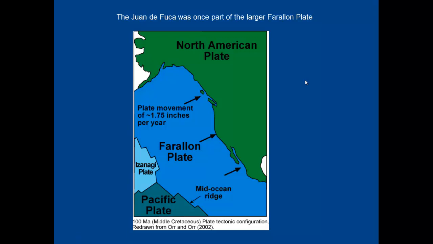Now the Juan de Fuca plate is pretty interesting because it used to be part of a larger plate. There was originally this Farallon plate that was being subducted underneath all along the western coast of North America. If we go back 100 million years, this Farallon plate was being generated at these mid-oceanic ridges out in the middle of the Pacific Ocean, and the entire western coast from British Columbia and Canada all the way down to Mexico was a subduction zone. Looked like the coast of Oregon and Washington.